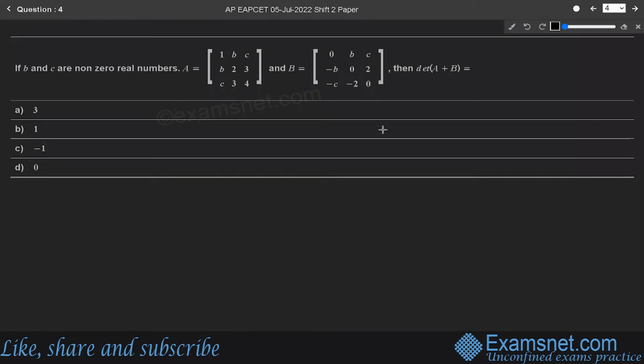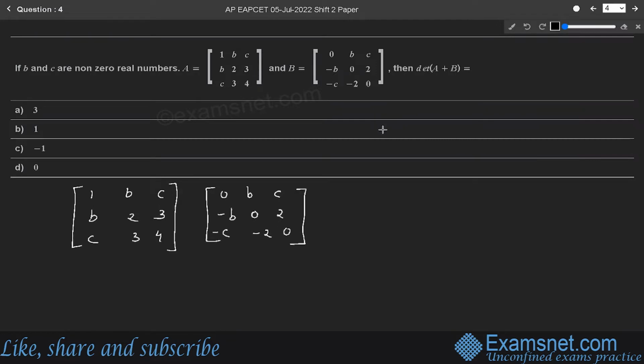Next question is, if B and C are non-zero real numbers and matrix A is 1, B, C, B, 2, 3, C, 3, 4 and matrix B is 0, B, C, minus B, 0, 2 and minus C, minus 2, 0, then determinant of A plus B is. We have to calculate the determinant of A plus B.